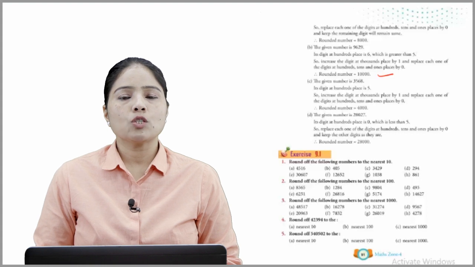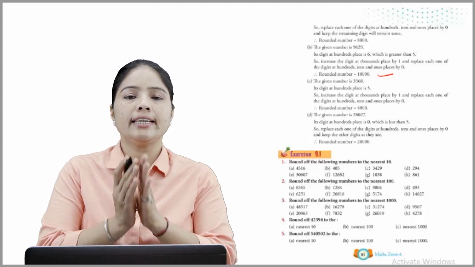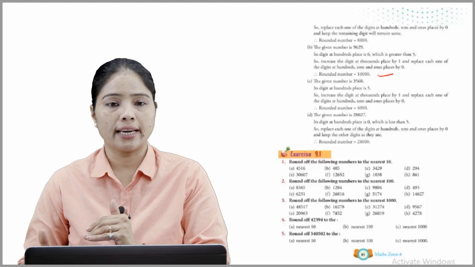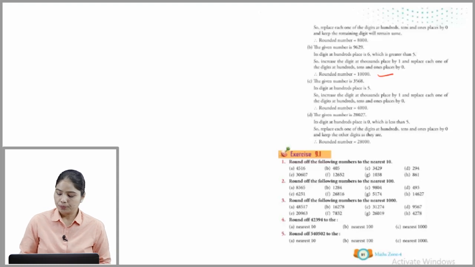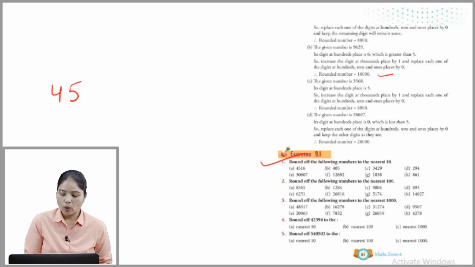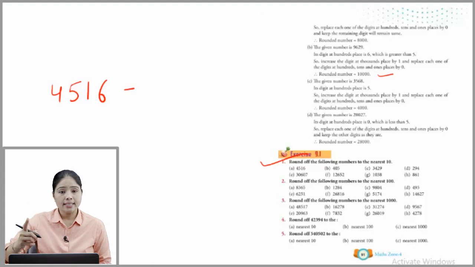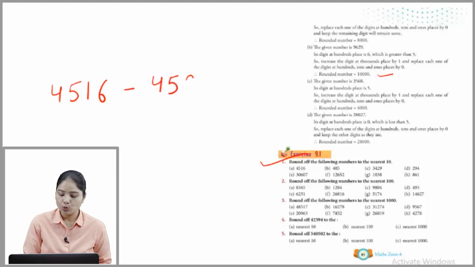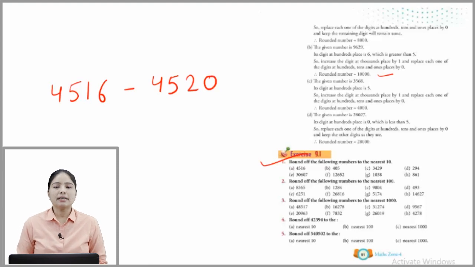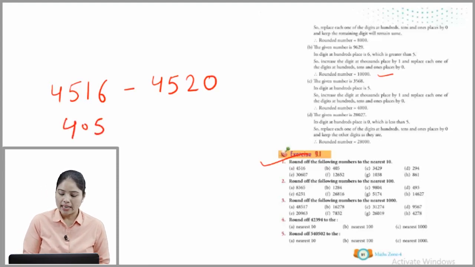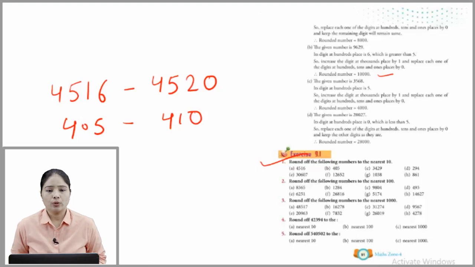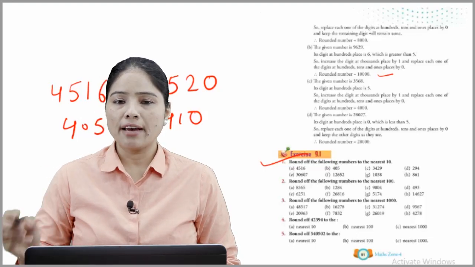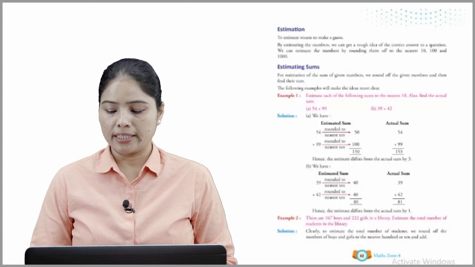Round off the following numbers to the nearest 10. Now we have to look at these numbers and round them to the nearest 10. So, first is 4516. The nearest 10 of 4516 will be 4520. Okay. Similarly, 405 becomes 410. We just recently read the rule. Okay. So these are the other examples. You have to solve the other ones yourselves, beta. Okay. These are the question answers.